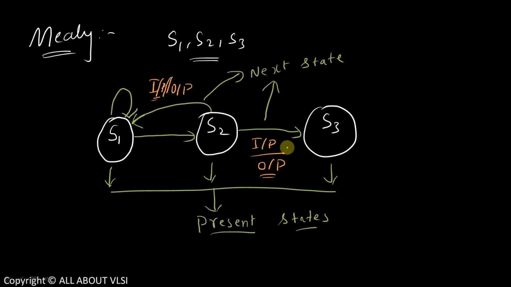In the case of Mealy FSM, we represent our output with the input. As per the definition, we already know your output is dependent upon the input as well as the present state. That's why in the Mealy state machine, we represent our output with the input.